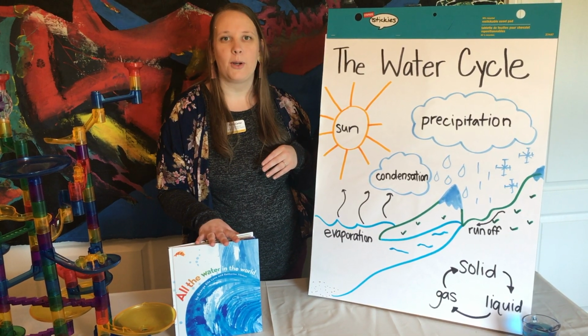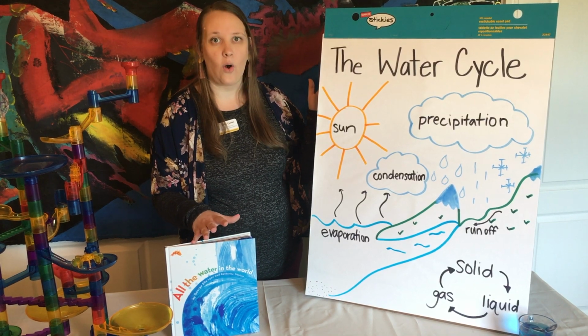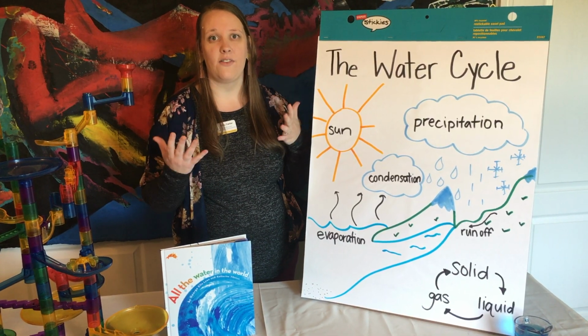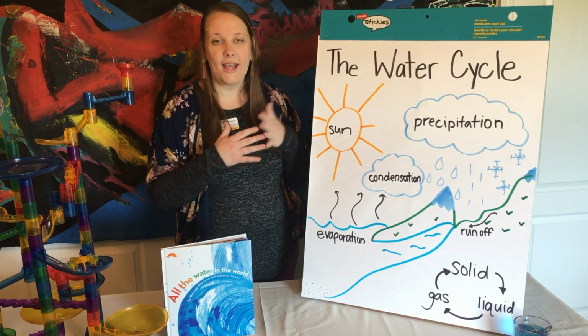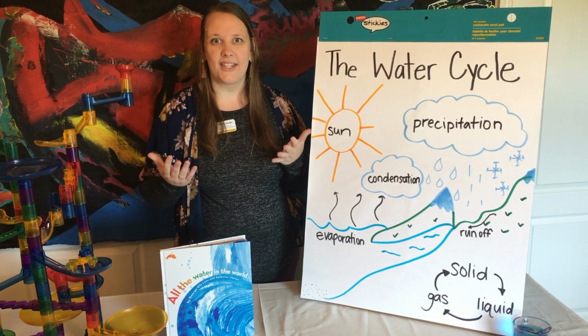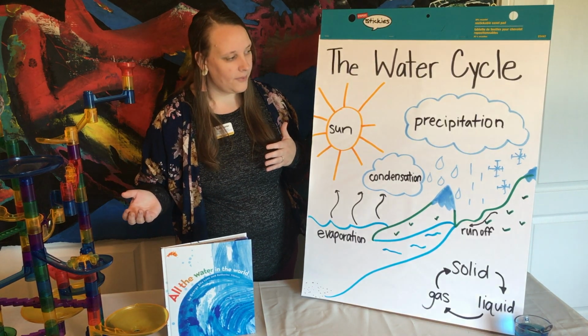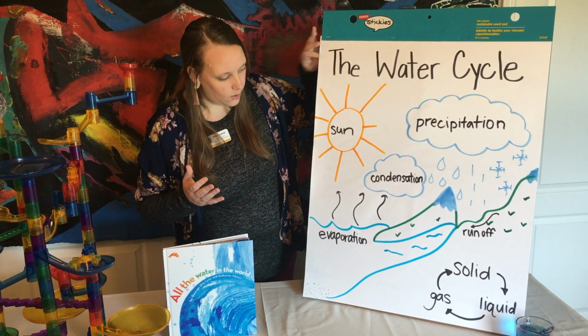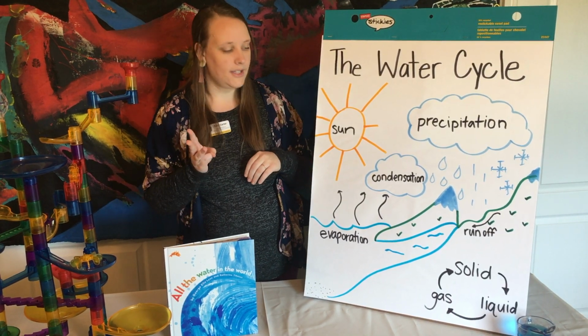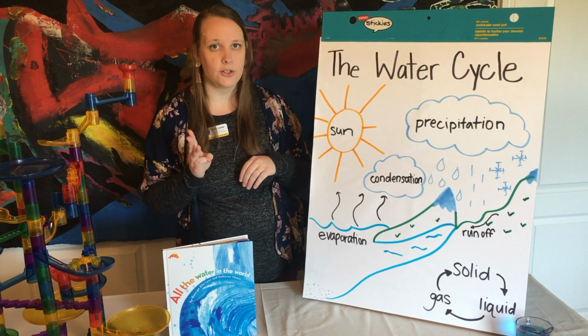So you might remember in the book they talk about how all the water that we have in the world is all the water that we've always had. So we can't make new water. We have the same water that we've always had. And so the way that water moves is through the water cycle. So there are 3 steps in the water cycle that are especially important.